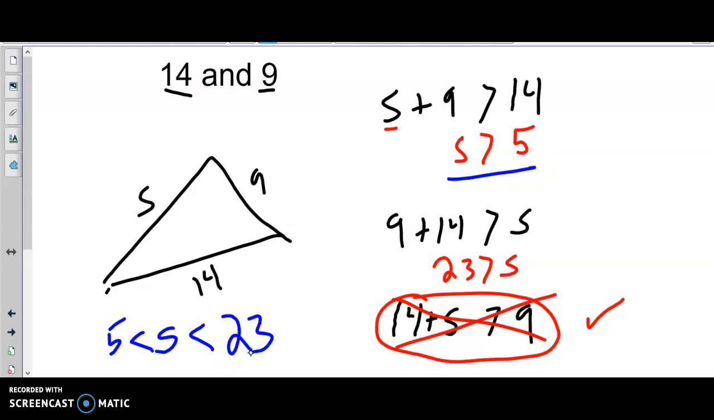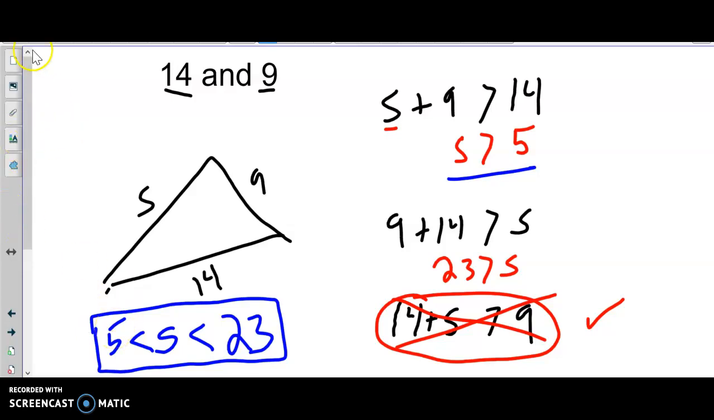Notice it's not equal. It's not that it has to be 5. So can S be 5? No, because 5 plus 9 is 14, and it has to be more. So could it be 5.1? Yes. 5.3? Yes. 6? Yes. Anything above 5. And I can't go to 23. I can be 22.9, but I can't be 23. And so notice how this is inequalities written. This is how we represent it. Those are the possible sides.